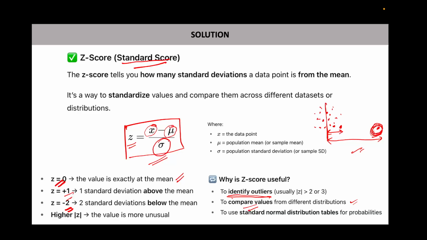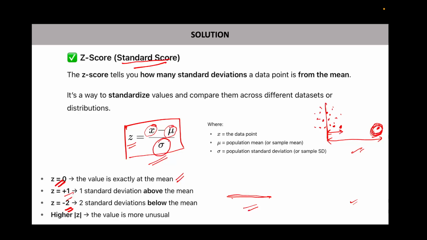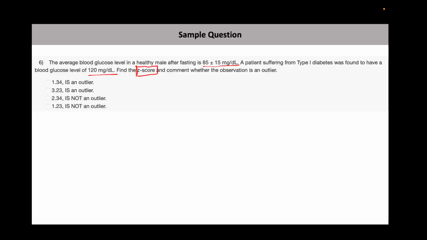On the board, according to this rule, this outlier option does not match. Oh, you're telling me the answer. Yes, ma'am. You're saying option C is correct. Yes, ma'am. But it is not an outlier. But the Z value is 2.34, which means greater than 2 or 3, then it is an outlier. So your option does not.